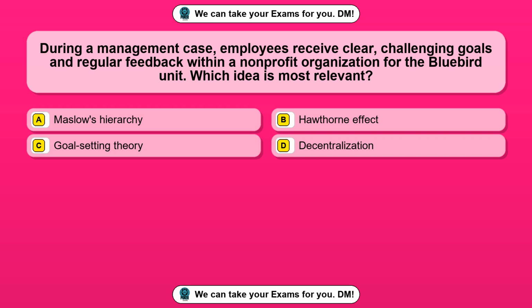Question 35. During a management case, employees receive clear, challenging goals and regular feedback within a non-profit organization for the Bluebird unit. Which idea is most relevant? Option A, Maslow's hierarchy. Option B, Hawthorne effect. Option C, goal-setting theory. Option D, decentralization. The correct answer is option C, goal-setting theory.